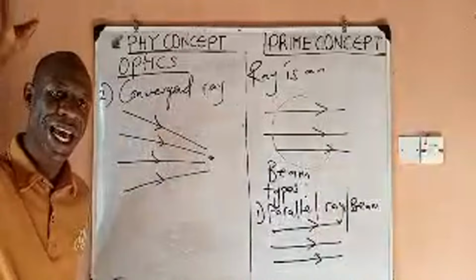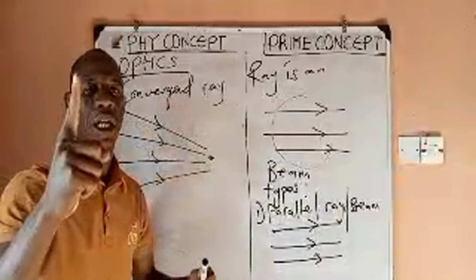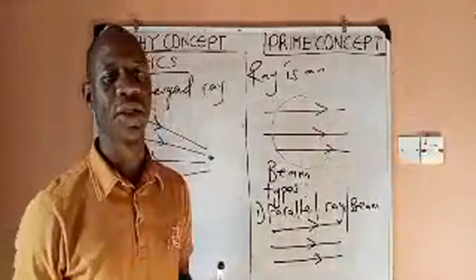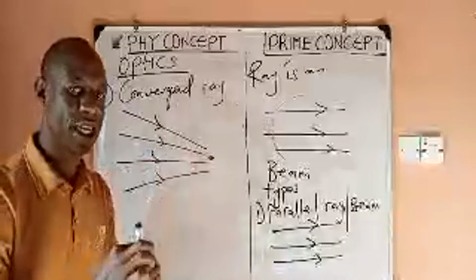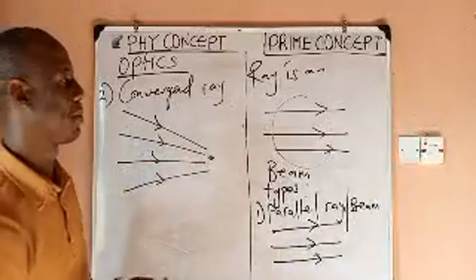The point where rays meet is known as what? That is the exam question. Type it if you know the answer. The point where rays meet, or where they converge, is known as what? Quickly, type it if you know the answer.